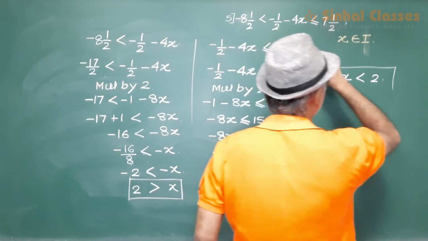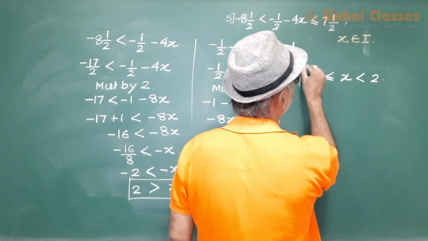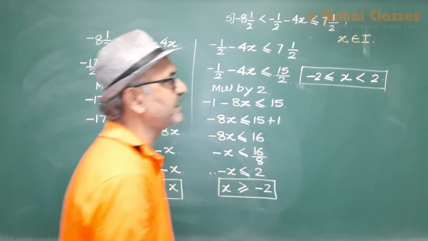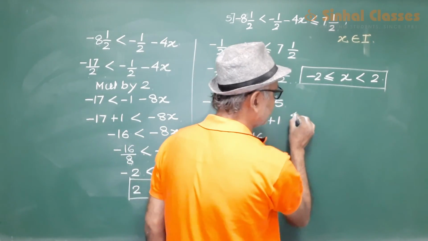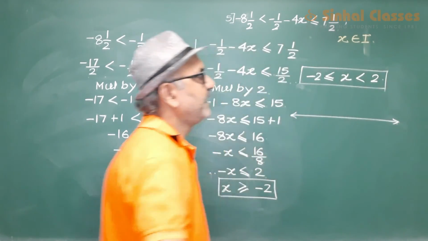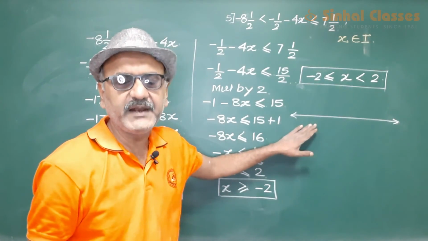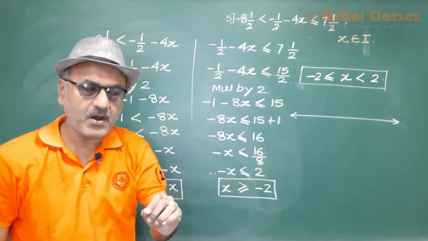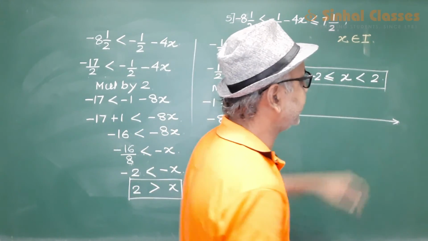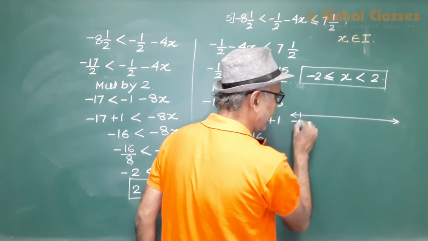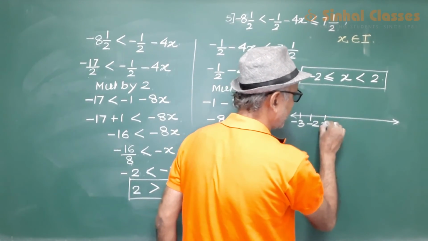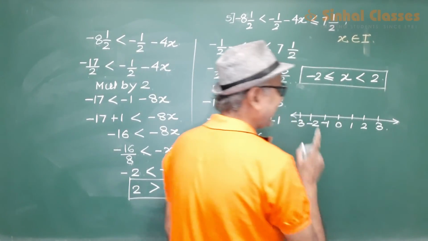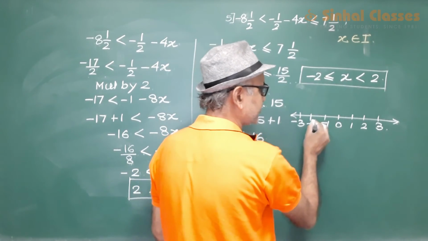What you do is represent this on a number line. Now whenever you start representing any inequation on a number line, please look at the replacement set, because this is where you may go wrong. The replacement set is that of integers. So you will put minus 3, minus 2, minus 1, 0, 1, 2, 3, and here x is greater than or equal to minus 2.